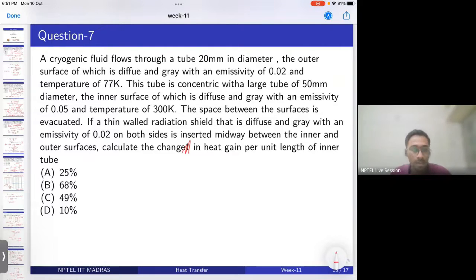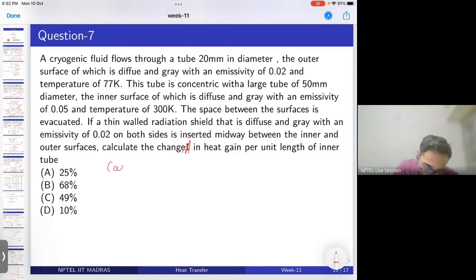So the question is, we have a tube through which the liquid cryogenic fluid is flowing, and over it we have another tube. The space between them is evacuated, which means only radiation is happening. That is case one. In case two, we have another concentric tube, which we call the radiation shield. If we place this radiation shield, what will be the change in heat transfer, or heat gain?